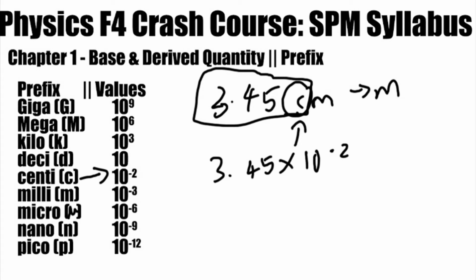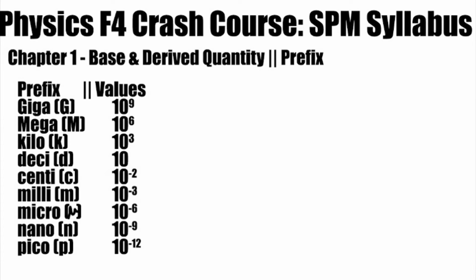Then you use your calculator and all the miracles happen and suddenly you figure out all the values. It's 0.0345 meter. That's all. So we take a look at the second example right here, where we want to convert 2.15 times 10 to the power of 3 kilometer into meter.